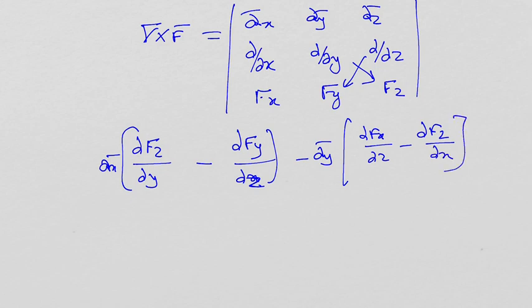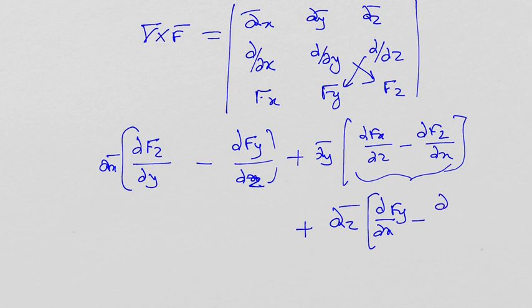Similarly, in this case, the order is reversed. I'm sorry. If you take this as plus ay, then only you can perform the multiplication of dou by dou z of Fx, dou by dou x of Fz. So the last one will be az. Az will be having the coefficients rate of change of Fy with respect to x minus rate of change of Fx with respect to y.